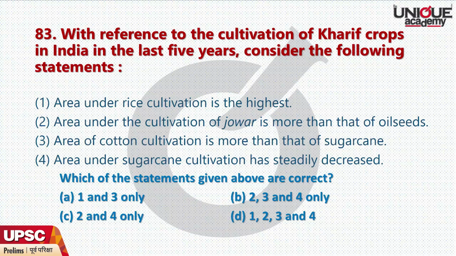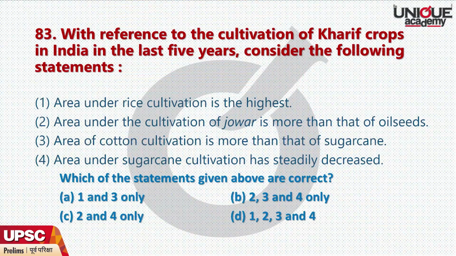Okay. Then the fourth statement says that area under sugarcane cultivation has steadily decreased. That is not true, it has steadily increased. Recently itself, it was said that the area under sugarcane crop has increased by almost 4 lakh hectares. That is almost 9% in a single year. So basically, if you say statement number 4 is false, you are just left with one option. That is statement 1. You don't even need to go through the other options if you are sure about one option in such type of questions.